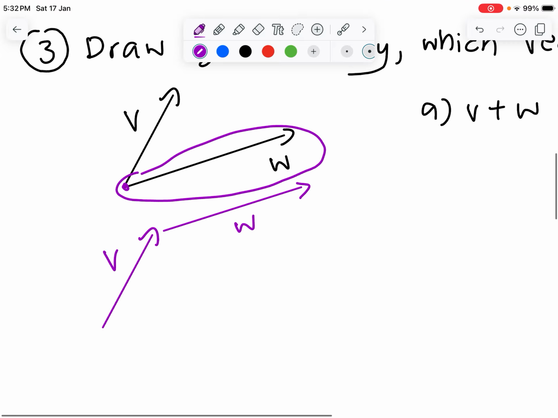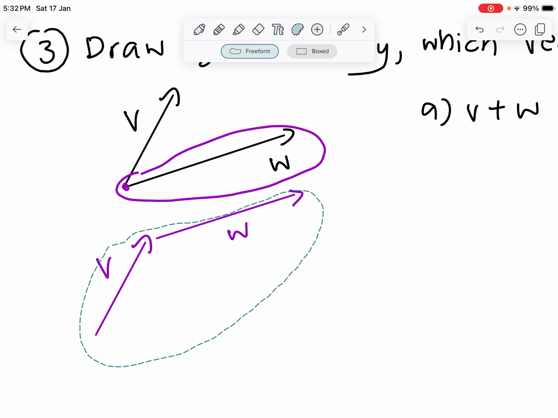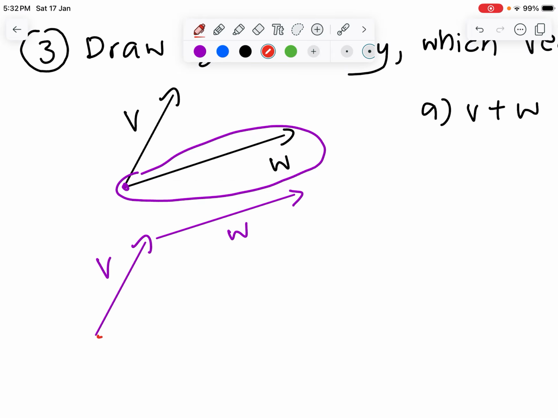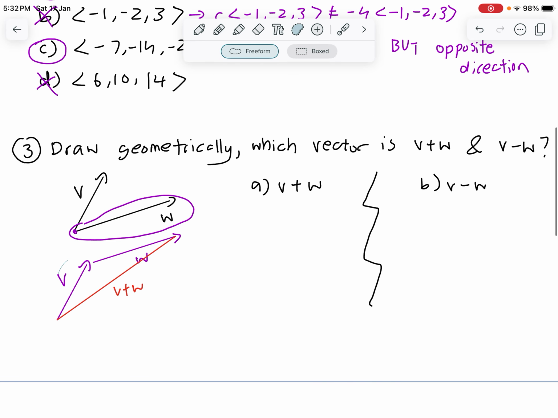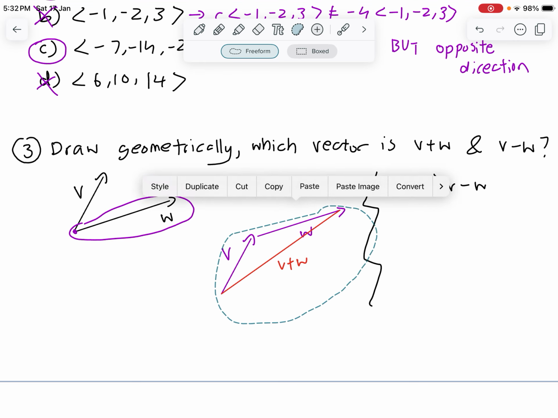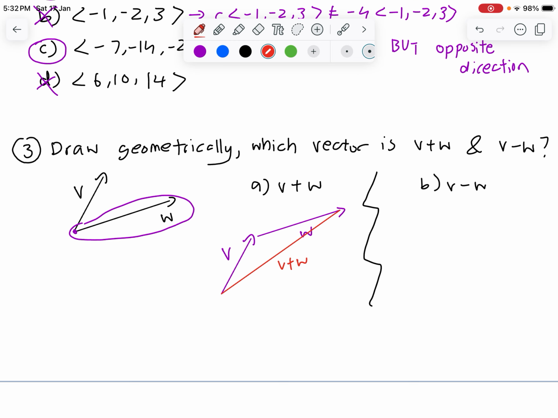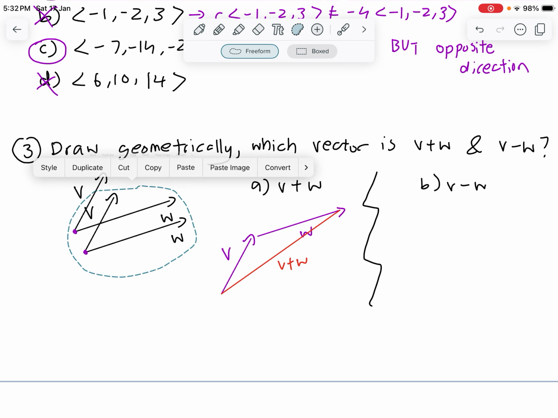So now that we have that, the line in between those two is v plus w. So there you have it. That is how you add v plus w. For v minus w, it's slightly more complicated. So let me just copy this entire diagram here.